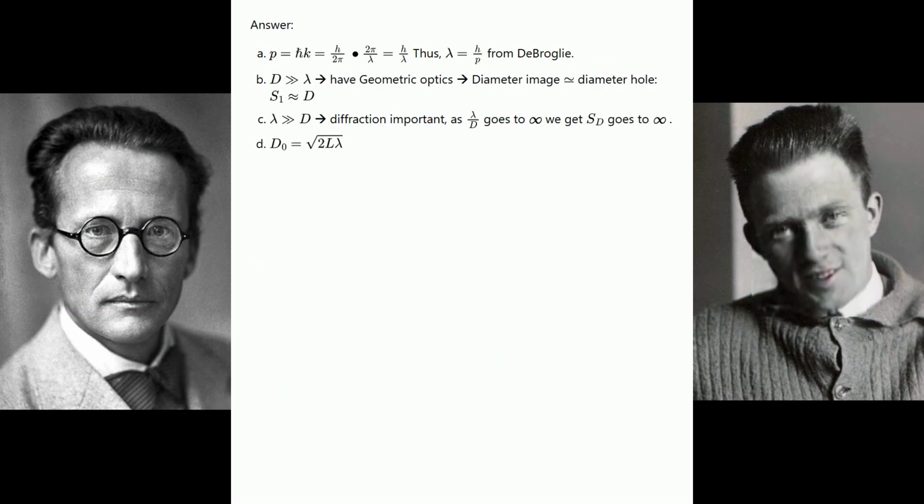Answer. p equals h-bar k equals h over 2 pi times 2 pi over lambda equals h over lambda. Thus, lambda equals h over p, from de Broglie. If d is much greater than lambda, we have geometric optics: the diameter of the image asymptotically equals the diameter of the hole. S sub 1 almost equals d.